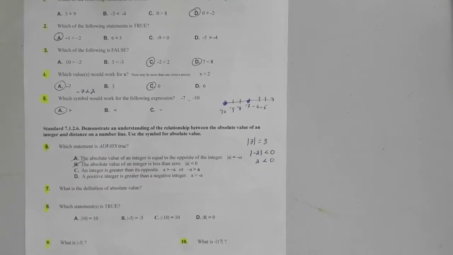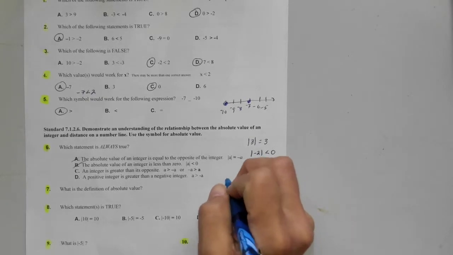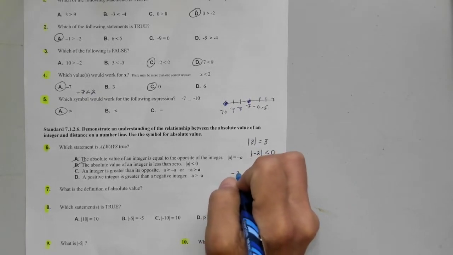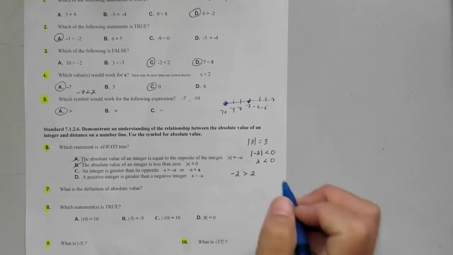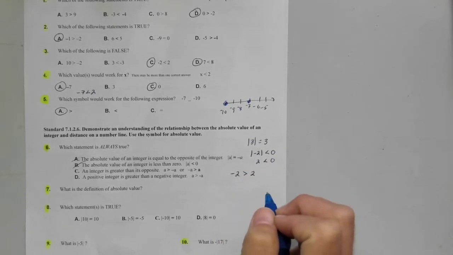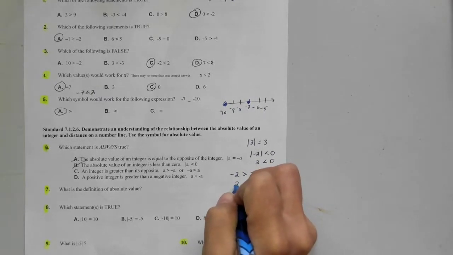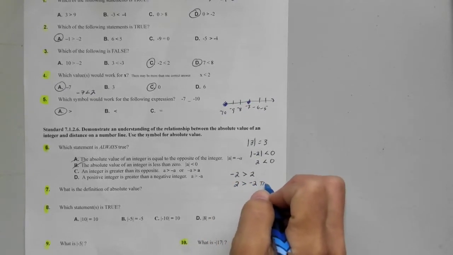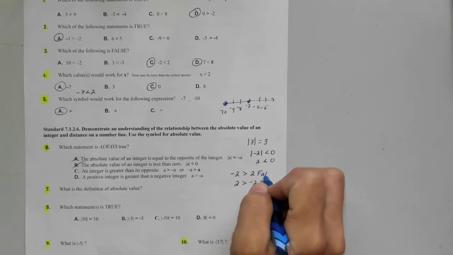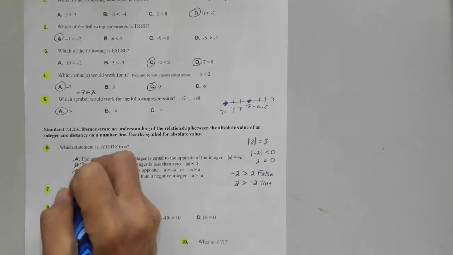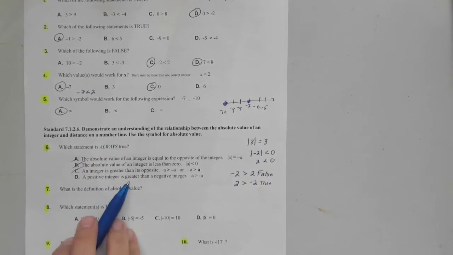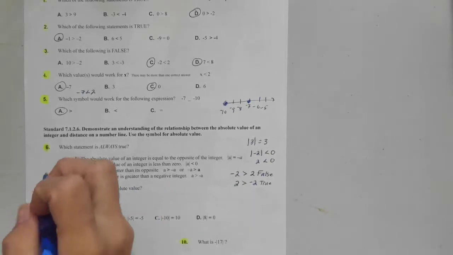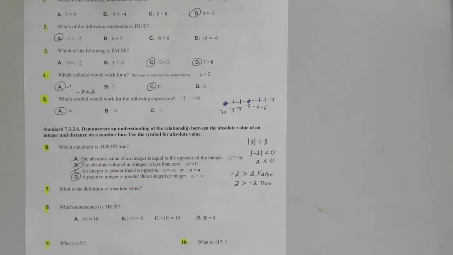An integer is greater than its opposite. So, for example, is -2 greater than its opposite of 2? No. If I do 2, and I say that's greater than its opposite, which is -2, this one's true, but the other one's false. So it doesn't hold true for every case, so it doesn't work. A positive integer is greater than a negative integer. That will always be true.